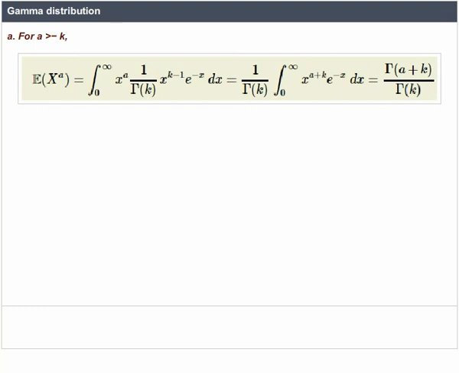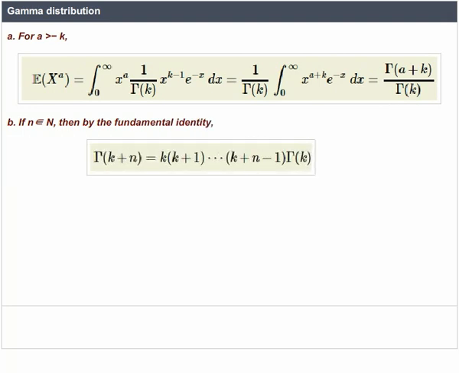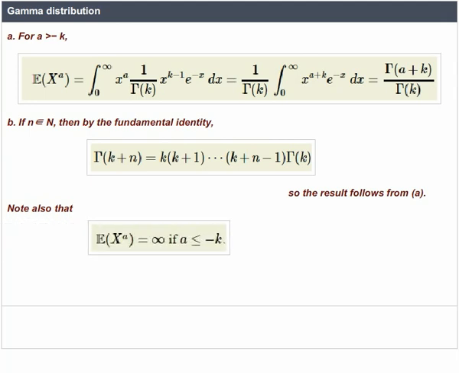If n belongs to N, then by the fundamental identity, Γ(k + n) = k(k + 1)...(k + n − 1)Γ(k). So, the result follows from A. Note also that E(X^a) = ∞ if a ≤ −k. We can now also compute the skewness and the kurtosis.